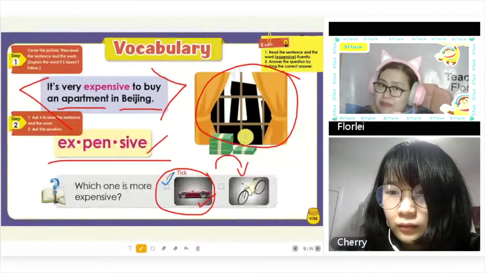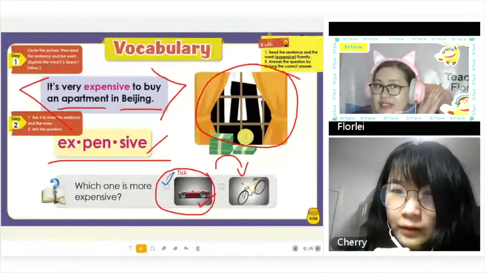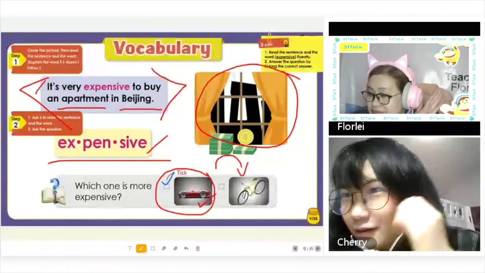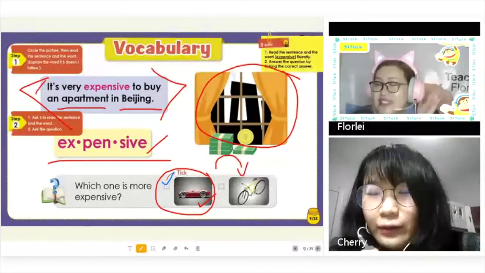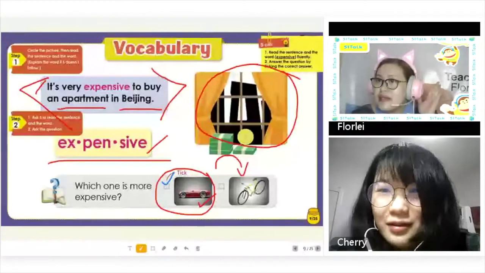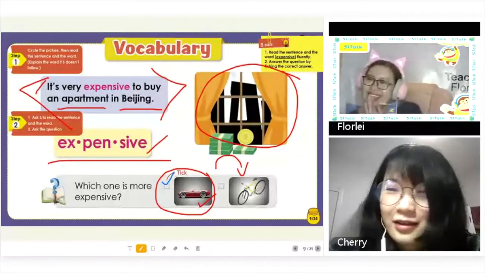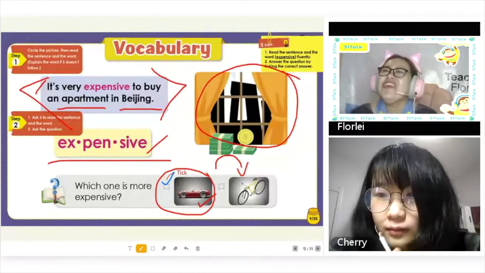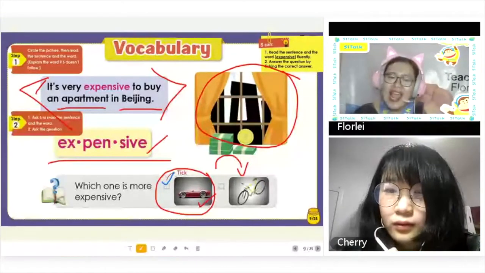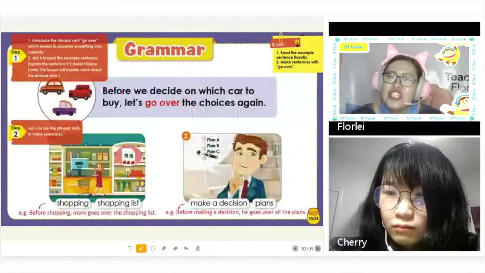It's very expensive. Please read. Okay. It's very expensive to buy an apartment in Beijing. Very good, very good. Thank you. Hooray! Great job. Okay, great practice. Let's go to the next page.